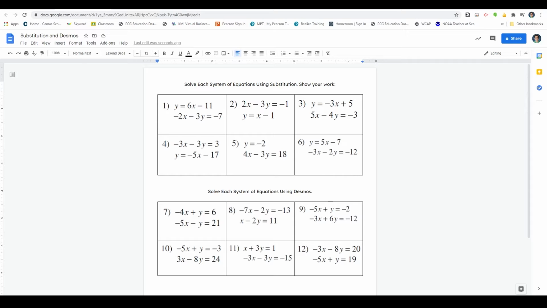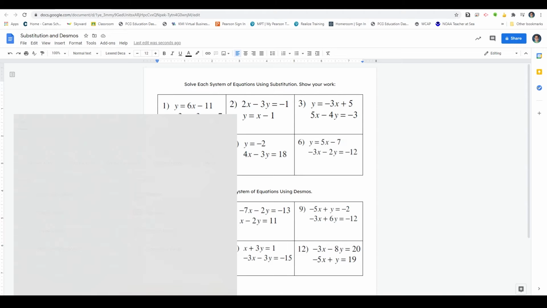That is solving systems of equations. If you remember, systems of equations are just what they sound like. It is a system, like more than one equation that you need to solve. So let's remind ourselves how to solve a system of equations.